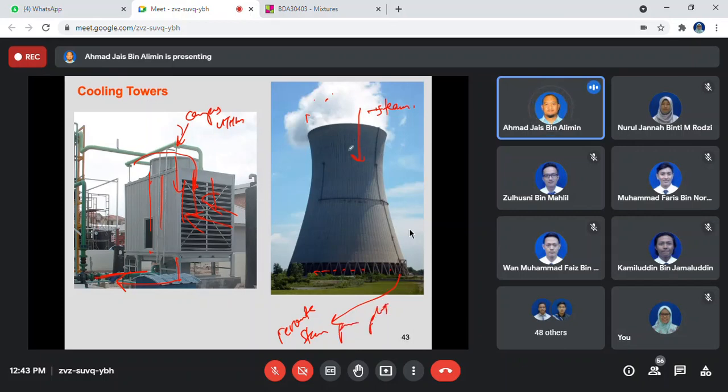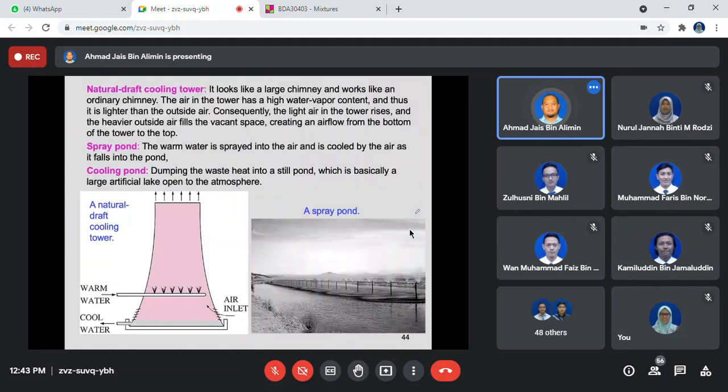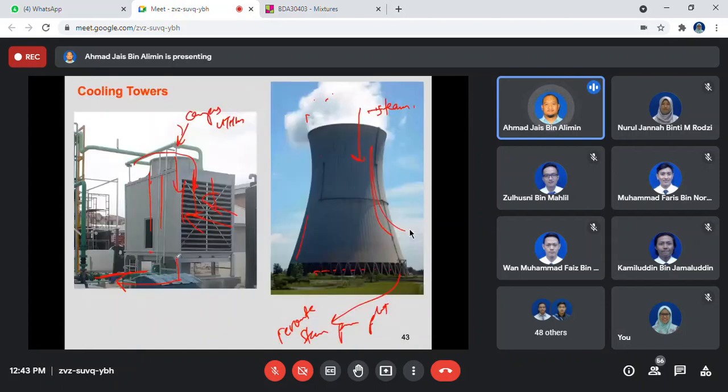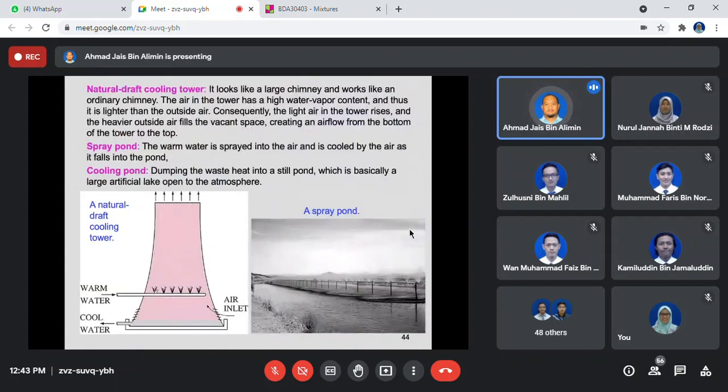So you have this shape because you want to increase the heat transfer process. Okay, so this one is the natural draft cooling tower. The warm water is sprayed outwards, and then hot air goes upwards, and then you have the cool air coming at the bottom, and then you increase the process. So this is called the natural draft cooling tower.